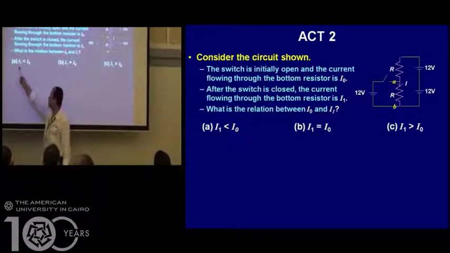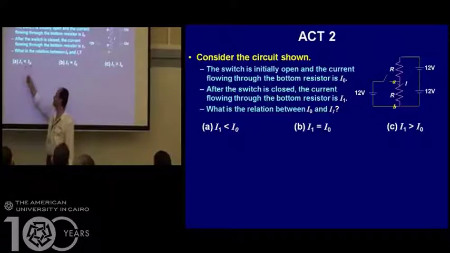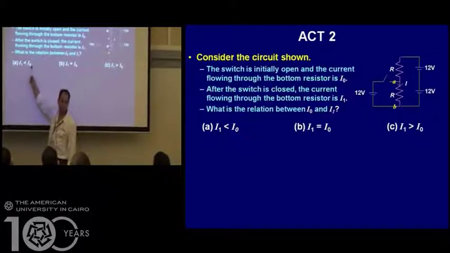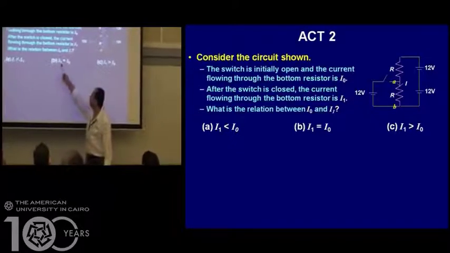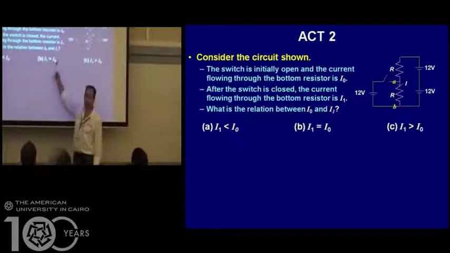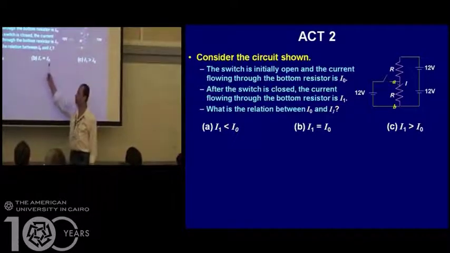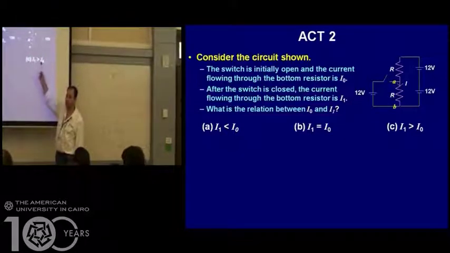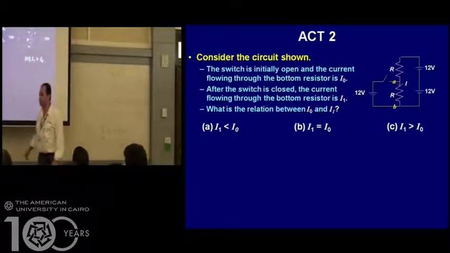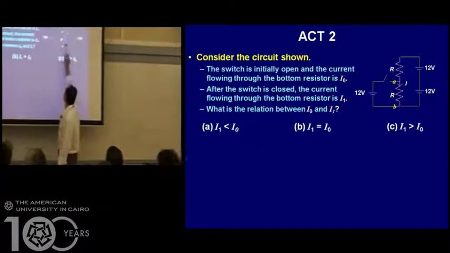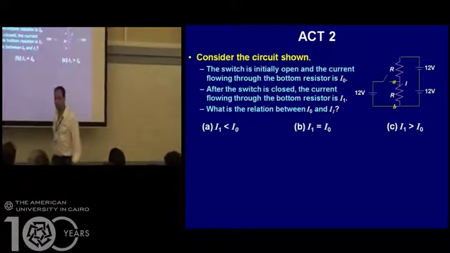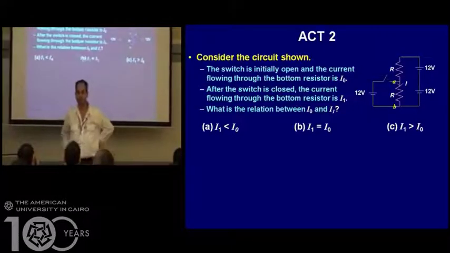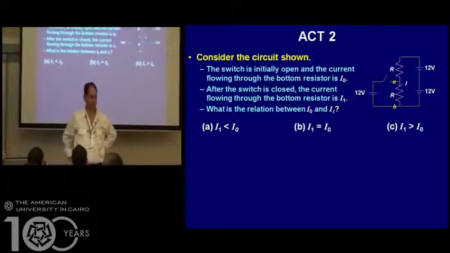So the current after I switch the switch on is less than the current before I switch the switch on, or the current after equals the current before, or the current after is more than the current before. Again, the current in that resistor, the lower one. What to do? Look at the circuit.